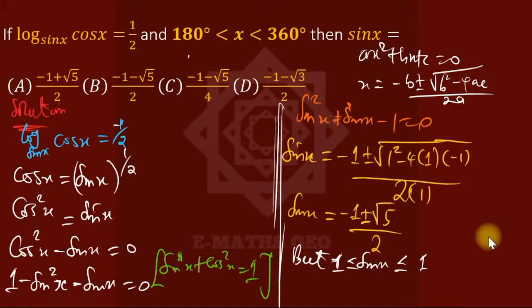So let's consider the positive. -1 plus root 5. I told you root 5 is 2 point something. So if we now do -1 plus 2 point something, it will give you 1 point something, and that 1 point something divided by 2 will now give you 0 point something. You get it? And it's within this range. So the answer is -1 plus root 5 over 2.